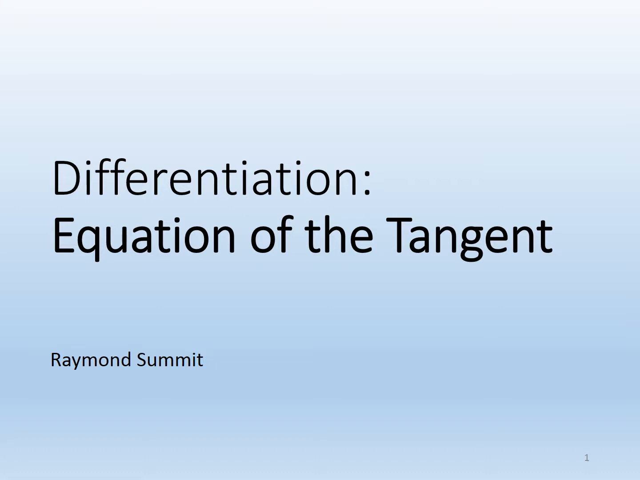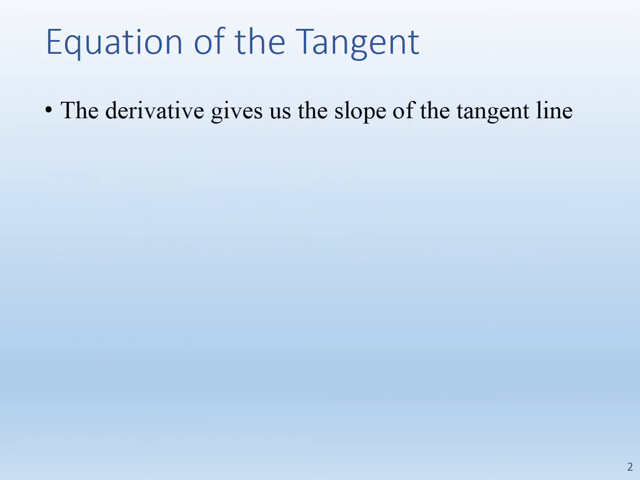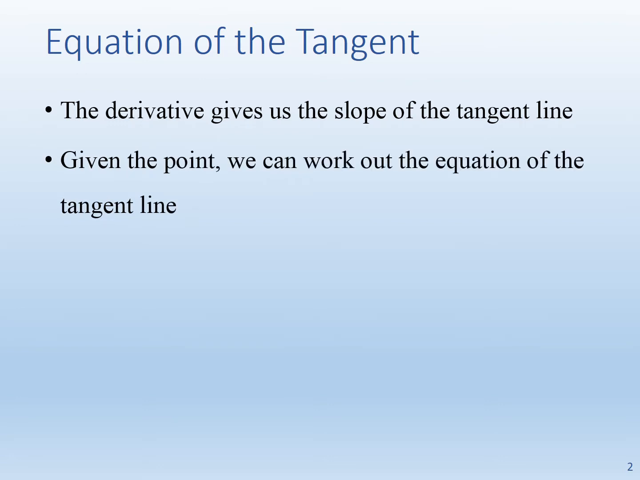In this video, we'll be using the derivative to find the equation of the tangent to a curve at a particular point. In the last lesson, we saw that the derivative will give us the slope of the tangent line at any point on the curve. We can then use a given point to find the equation of the tangent line.